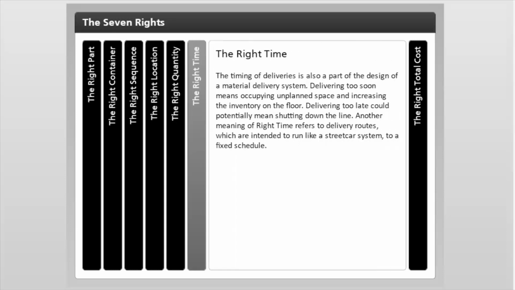So here is the right time. The timing of deliveries is also a part of the design of a material delivery system. Delivering too soon means occupying unplanned space and increasing the inventory on the floor. Delivering too late could potentially mean shutting down the line. Another meaning of right time refers to delivery routes, which are intended to run like a streetcar system to a fixed schedule.